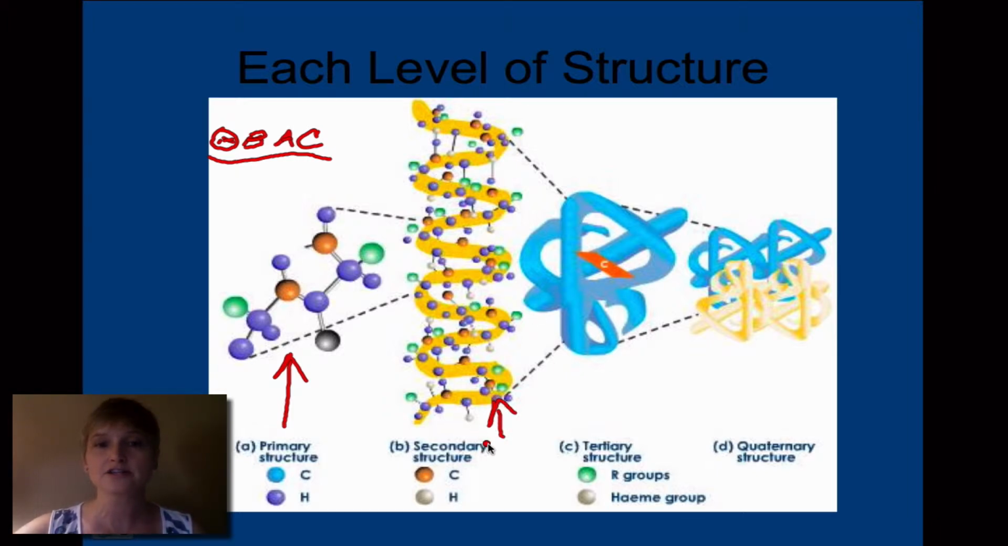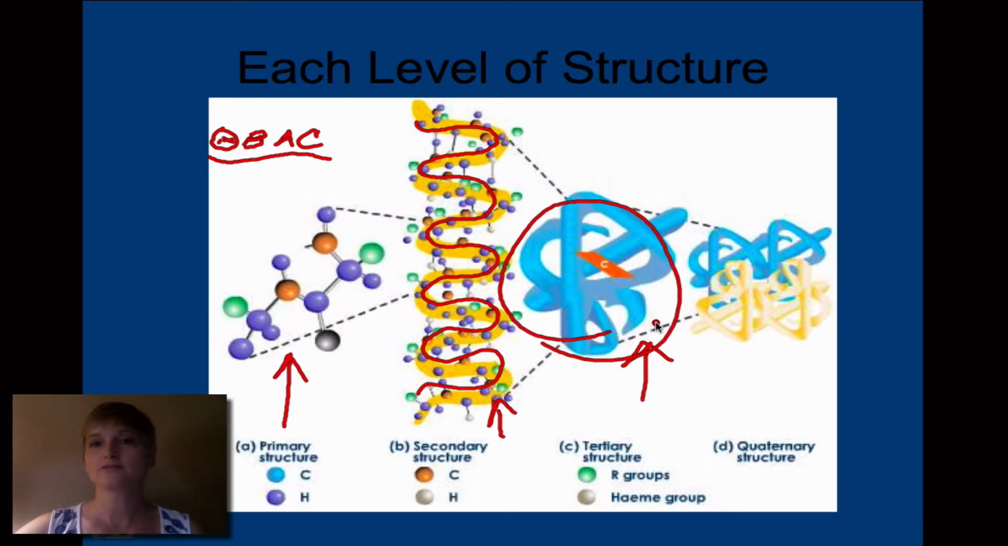This is the secondary structure, and this is how it's going to fold. Okay, so you see this one is kind of folded back and forth. Well, that would be its secondary structure. The third thing is its tertiary structure. So here you see that not only is it folded, but it's kind of wrapped around itself too.